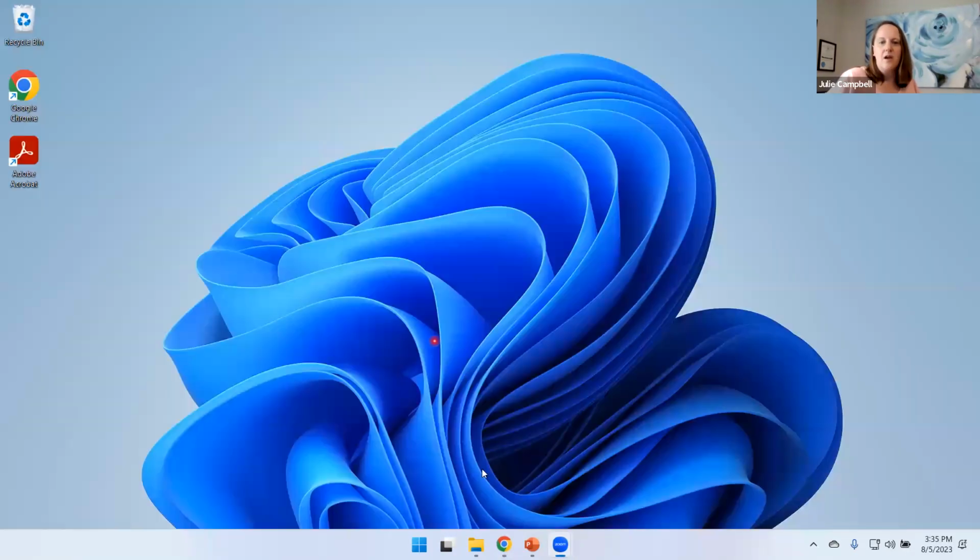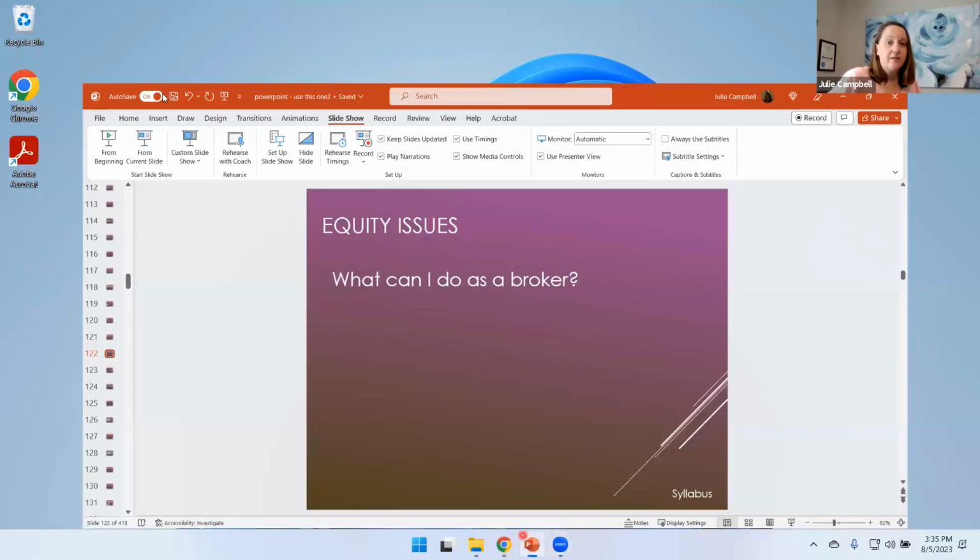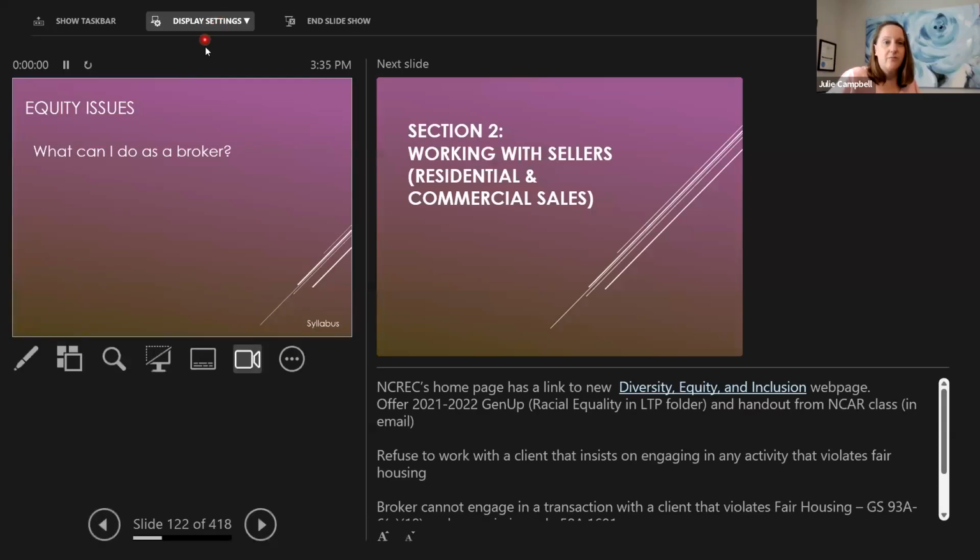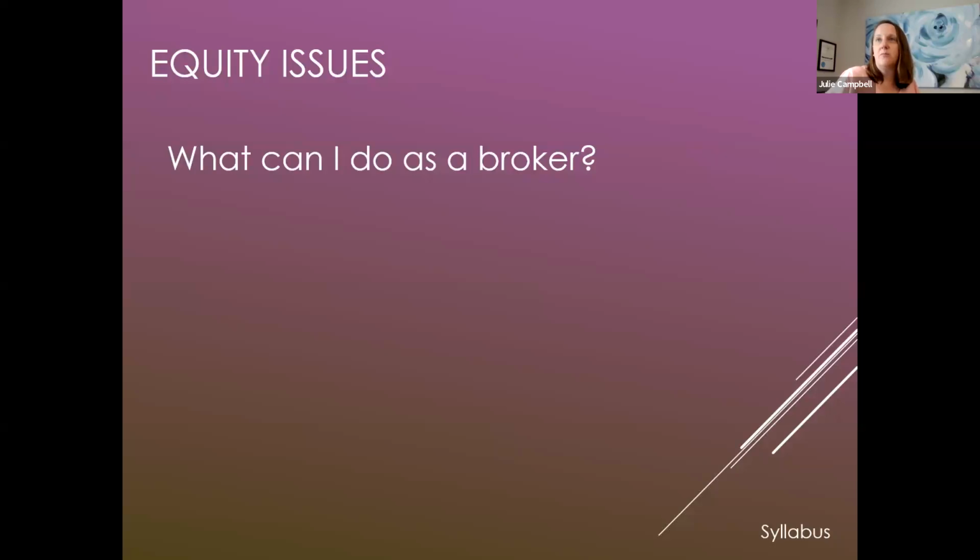Okay. We're going to touch on fair housing again, just a little bit as we keep going. I think we'll work with sellers. We won't see this today, but we'll get there tomorrow.